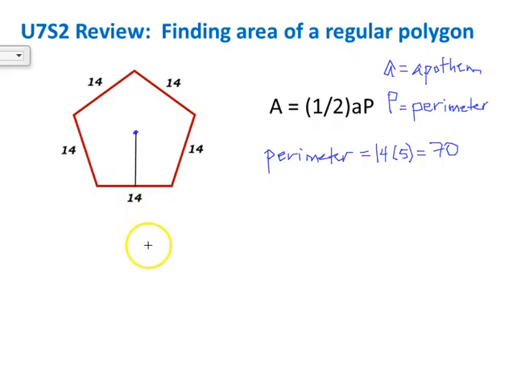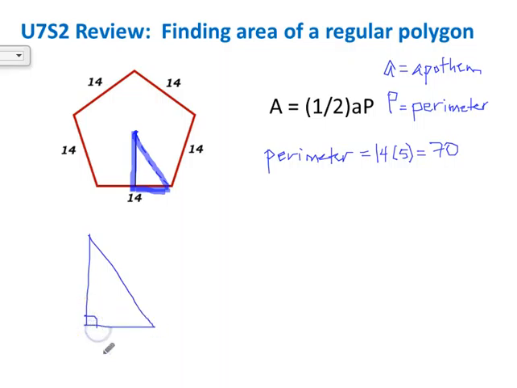Do we have the apothem here? We do not. We need to figure out what the apothem is. So what we're going to do is create a right triangle and use what we've learned about right triangles to find the measure of the apothem. I'm going to highlight this right triangle right here, and redraw it below so that we can work with it and figure out the length of the apothem.